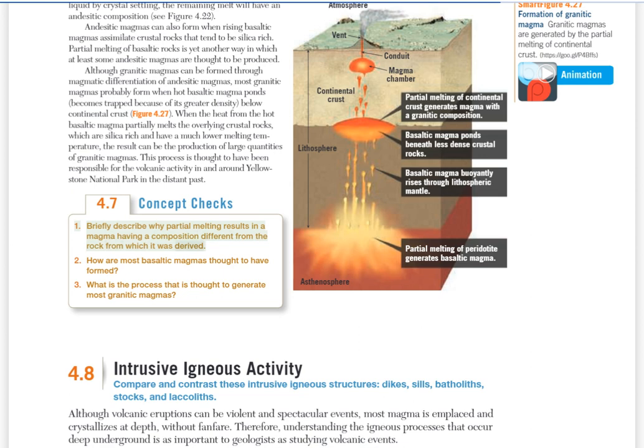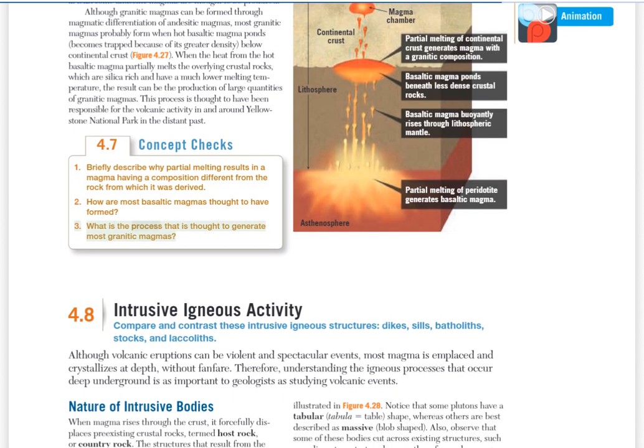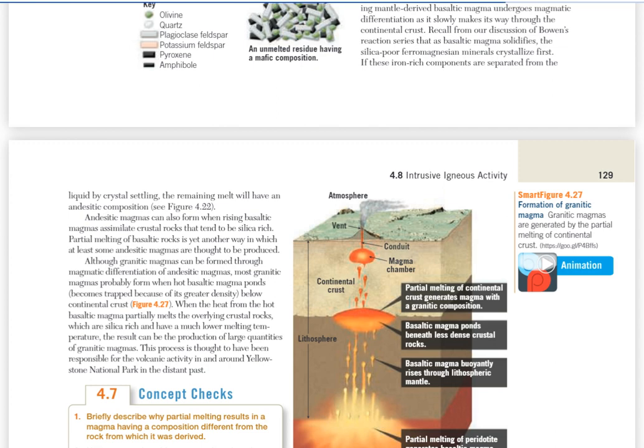1. Briefly describe why partial melting results in a magma having a composition different from the rock from which it was derived. 2. How are most basaltic magmas thought to have formed? 3. What is the process that is thought to generate most granitic magmas? 4.7 Concept checks.